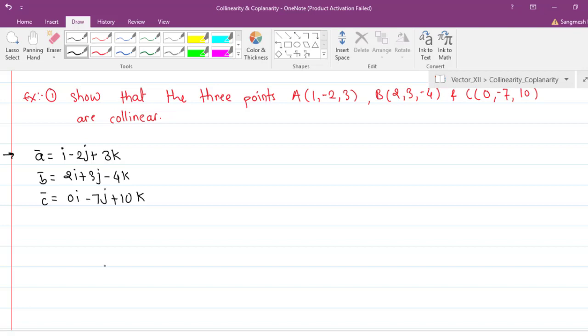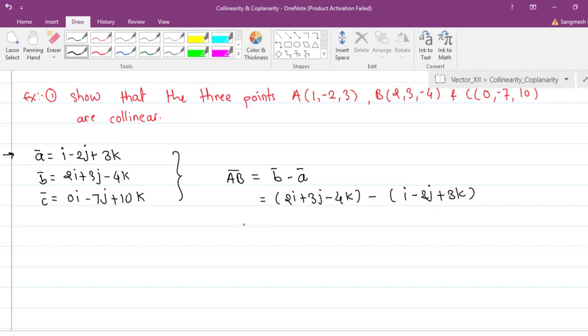Now you find the two vectors AB bar and AC bar using these three position vectors. Let's find AB bar. AB bar is equal to B bar minus A bar. B bar is 2i plus 3j minus 4k, minus A bar, which is i minus 2j plus 3k.